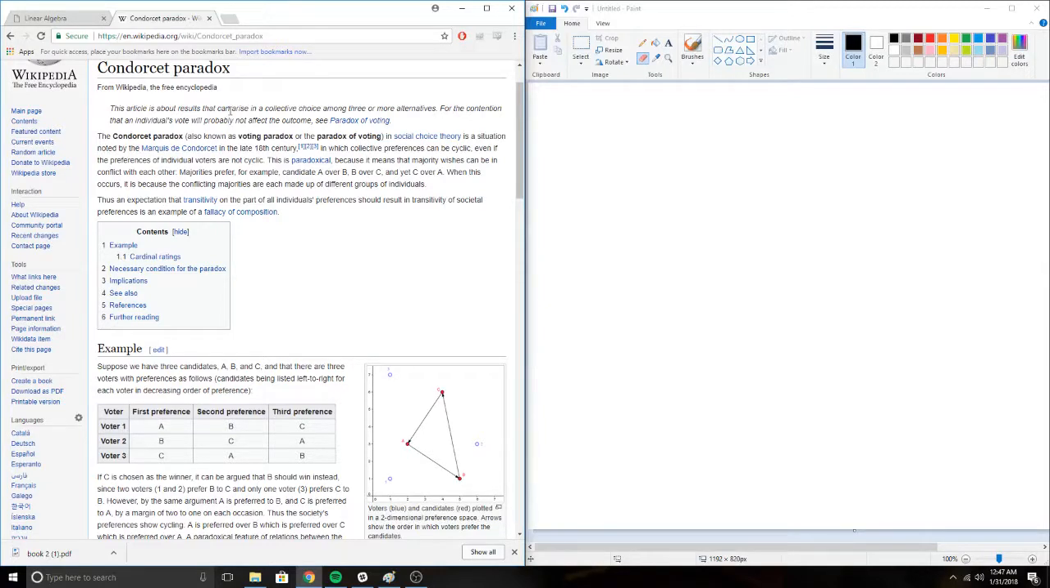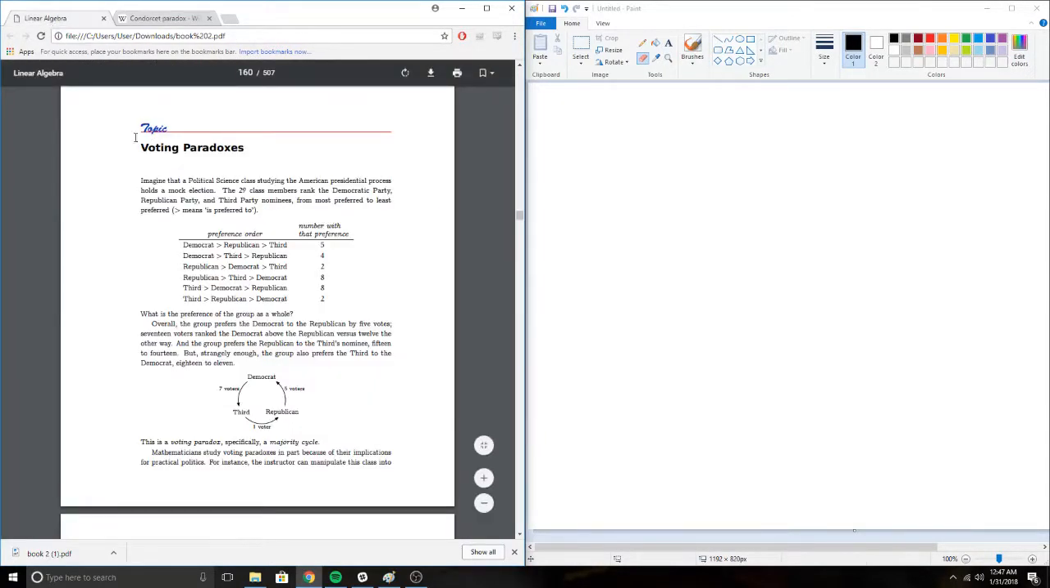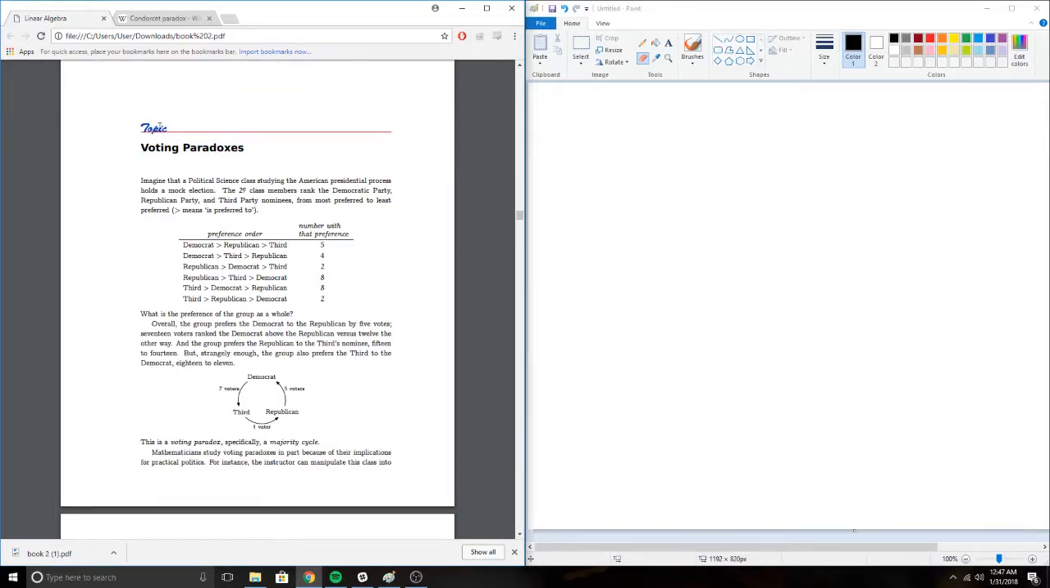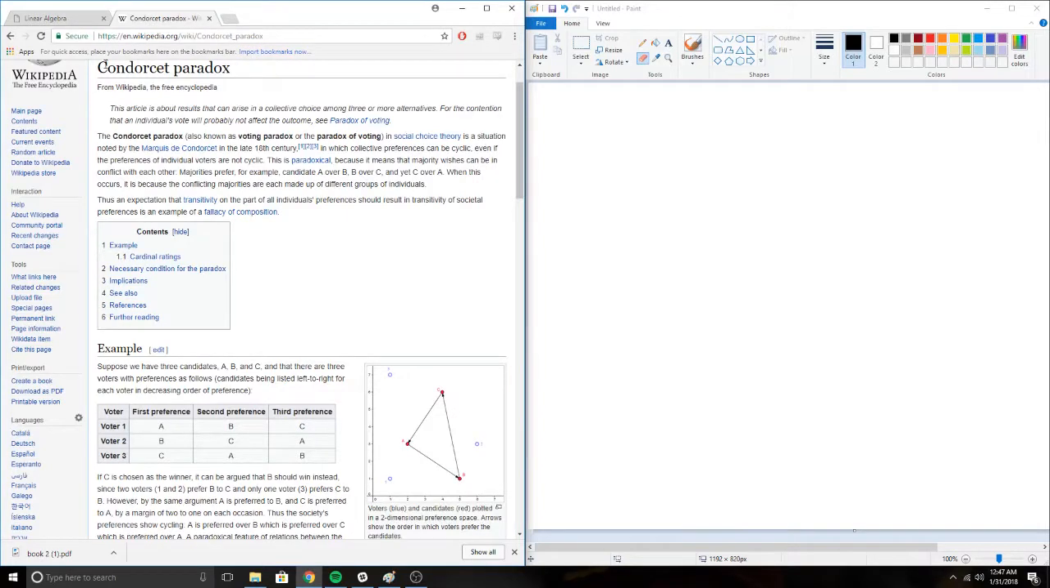Hello everyone. Today we'll be going over voting paradoxes and how they relate to linear algebra. So for some background information, I'd like to go over what exactly the voting paradox is and where it originated before we get into the mathematics.